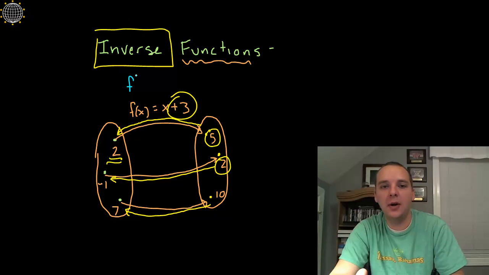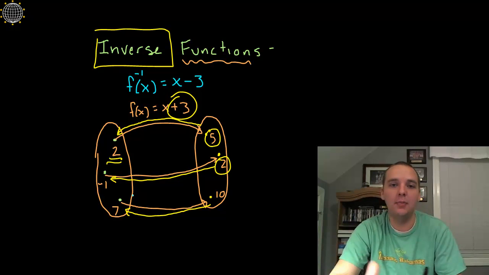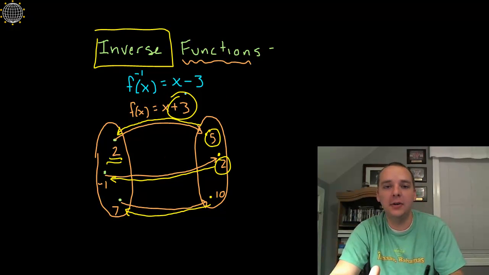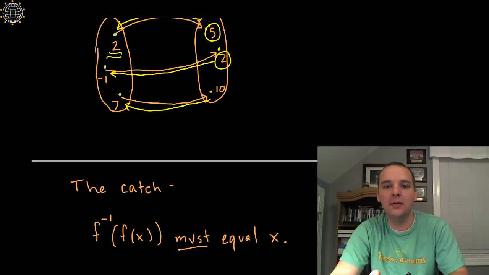The notation, we write f to the -1. It's not a power, it's a notation. We put a -1 in the upper right-hand corner of the function little f of x, and this means in English the inverse of f of x. This would be simply x minus 3. So if you plugged in a 5, it would come back to 2. If you plug in a 2, it would come back to -1. Plug in a 10, it would come back to 7. This is the inverse of x plus 3, and these guys are inverses of each other. They're inverse functions. Okay, so that's the basic idea of an inverse function.